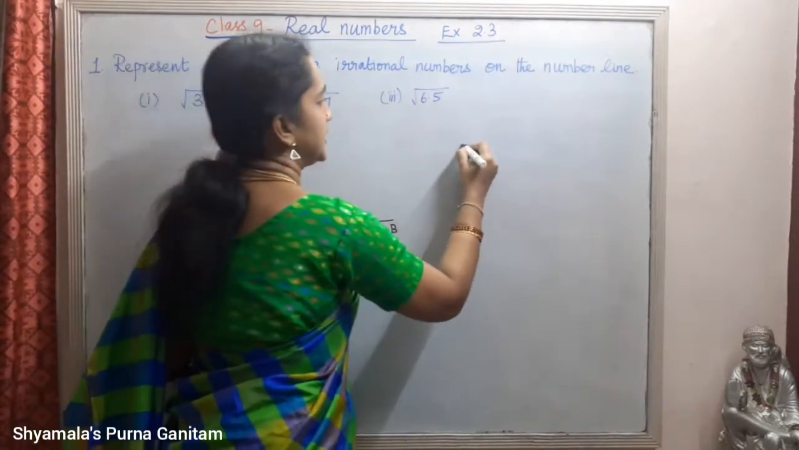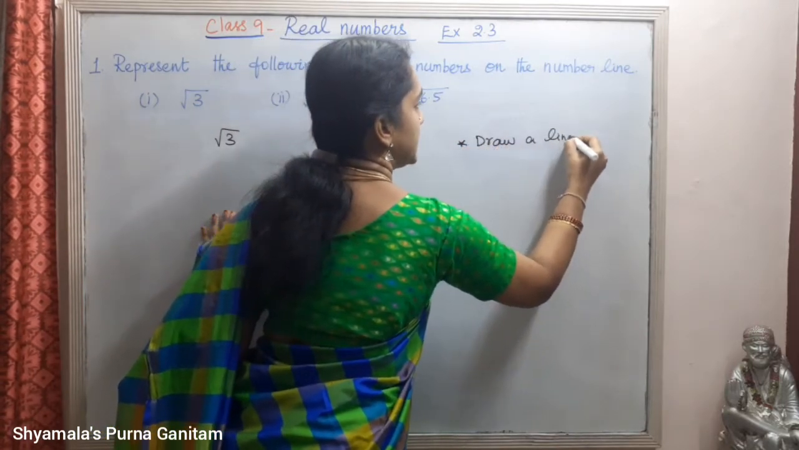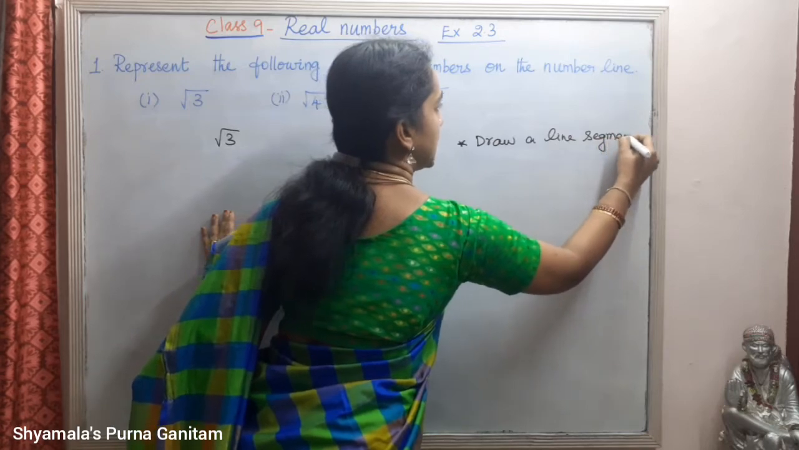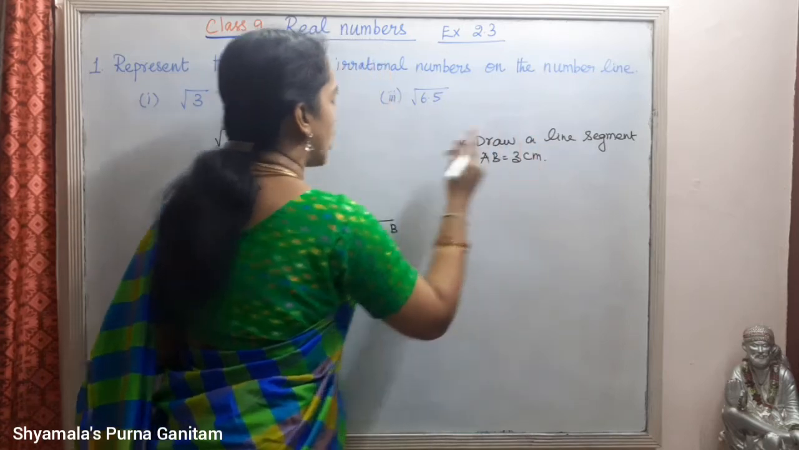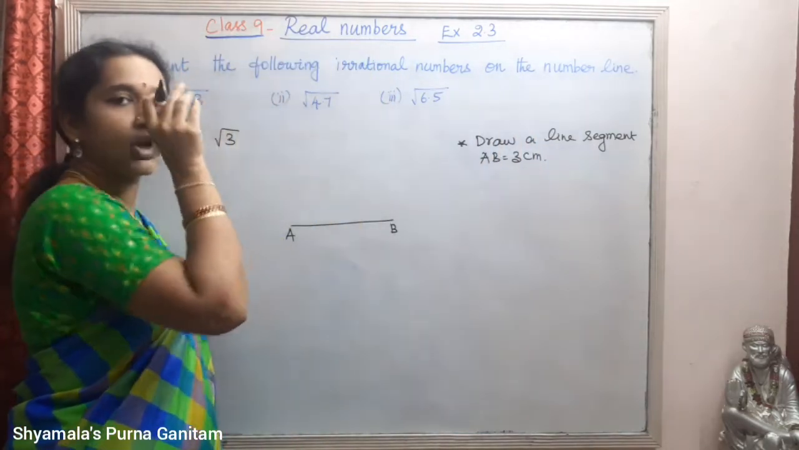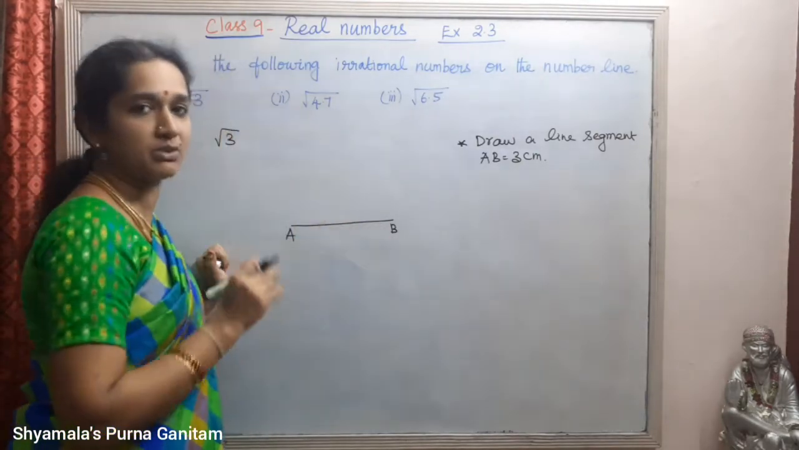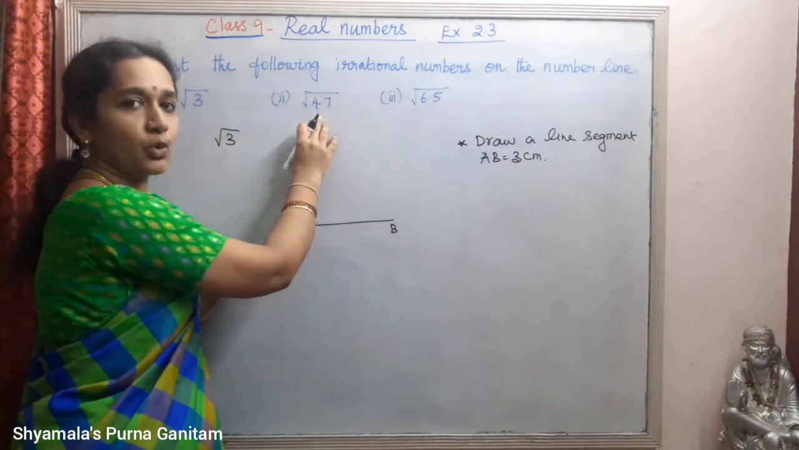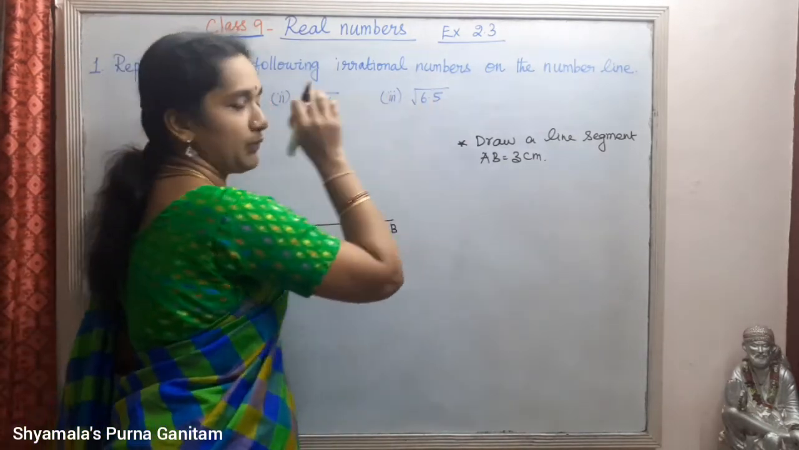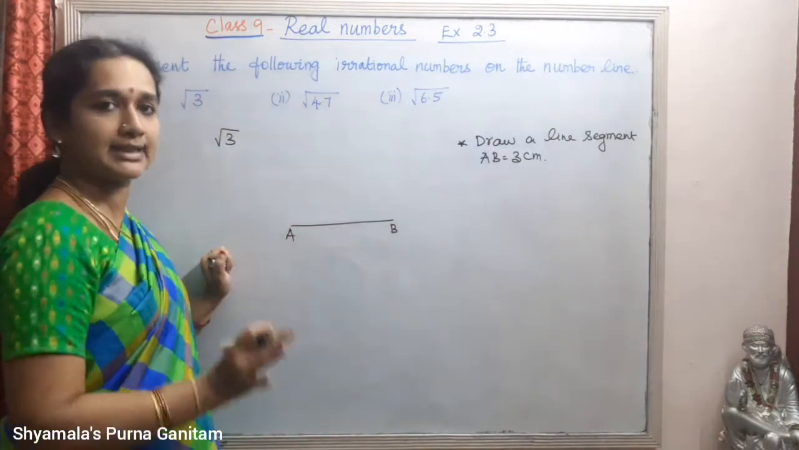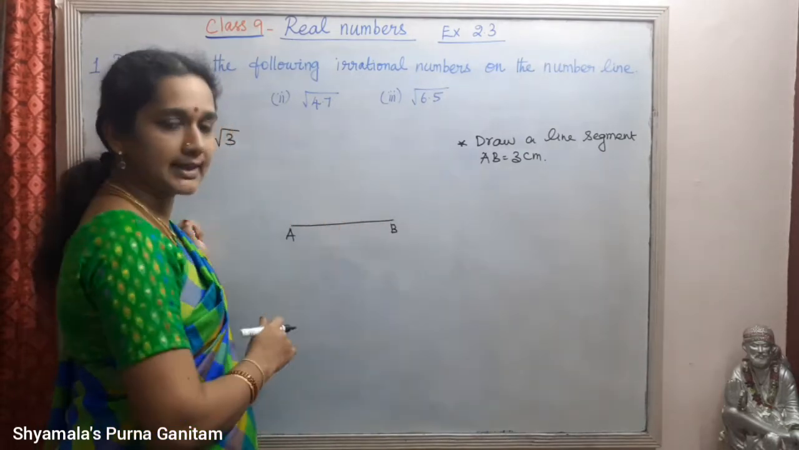So the first step is to draw a line segment AB equal to 3 centimeter. Whatever number is given inside the root, that line segment we first have to draw. If it is given as root 4.7, we take the line segment AB equal to 4.7. If it is 6.5, it has to be taken as 6.5. So that is the first step. AB is equal to 3 centimeter.